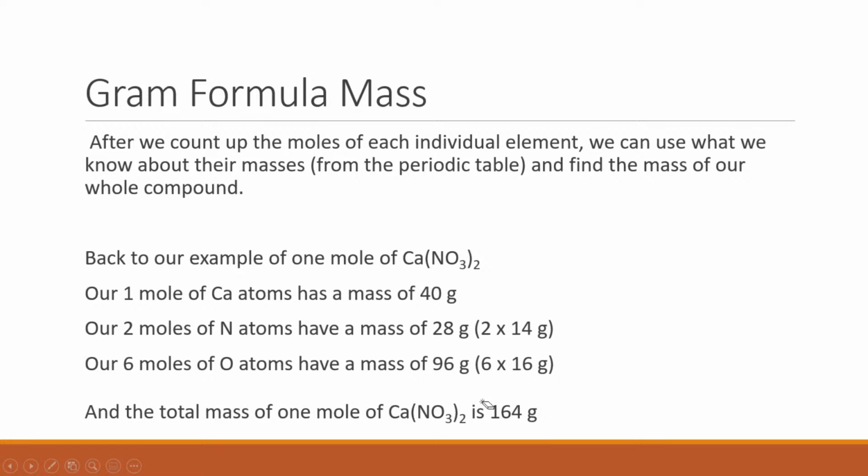We're accounting, right? We have 1 mole of calcium, so we have 40. 2 moles of nitrogen, so 2 copies of 14 grams, so 28 total. And then 6 oxygens for 6 times 16, 96 total. When we add up all 3 of those together, we're going to get our sum total of 164, telling me that 1 mole of calcium nitrate weighs 164 grams.